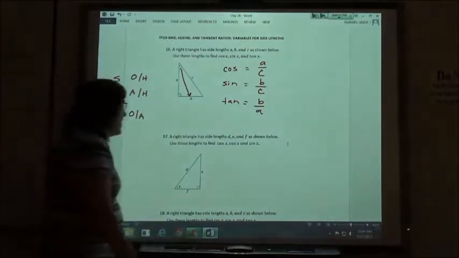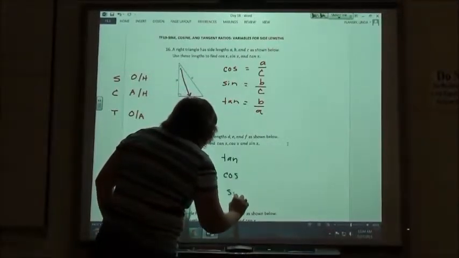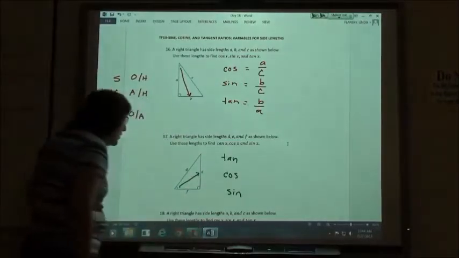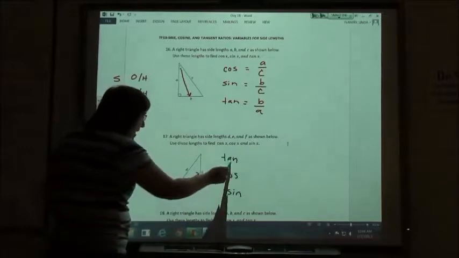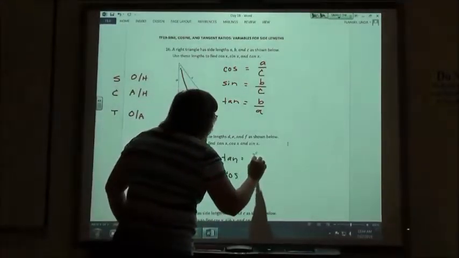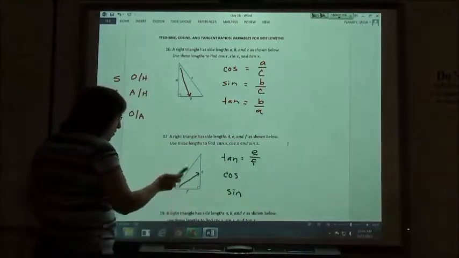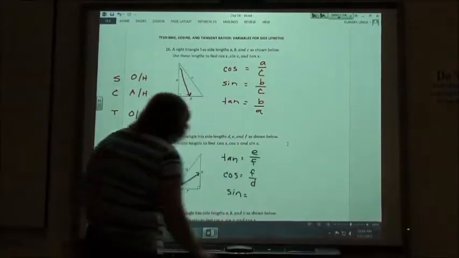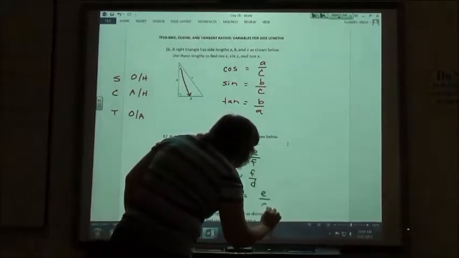Number 17, same kind of thing. I'm going to do the tangent, then the cosine, and then the sine. I always like to point out my opposite one first because that's the one I've got to use for my reference. So my tangent, opposite over adjacent, E over F. My cosine, adjacent over hypotenuse, F over D. My sine, opposite over hypotenuse, E over D then.